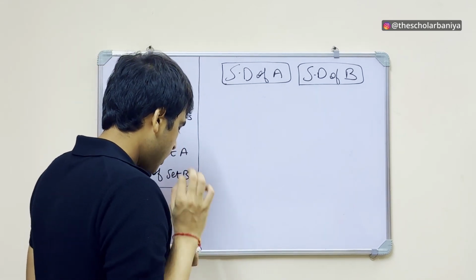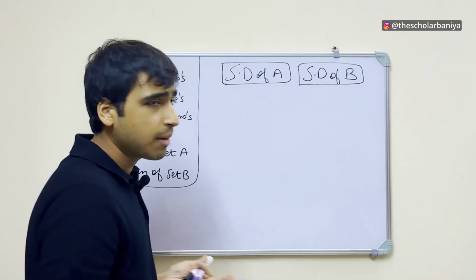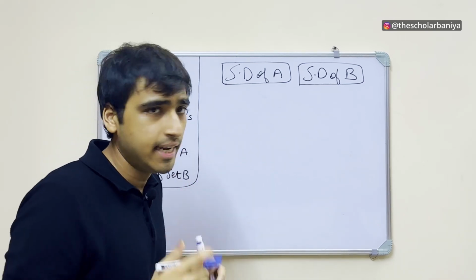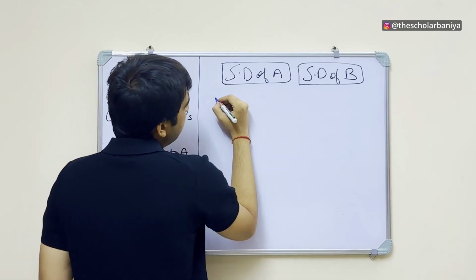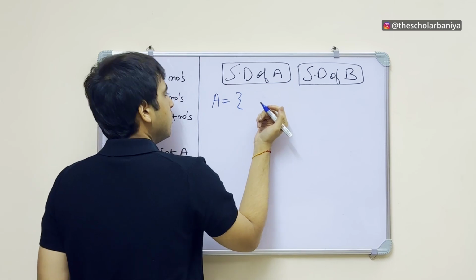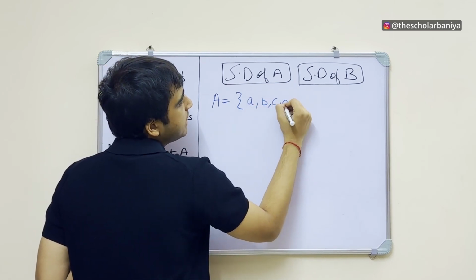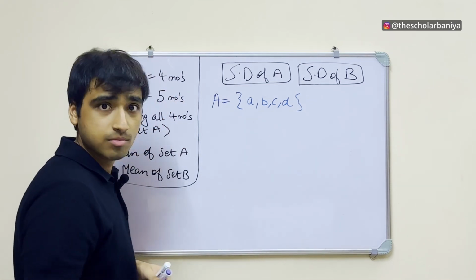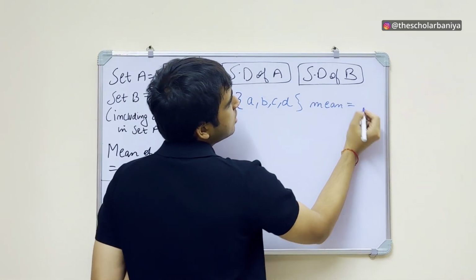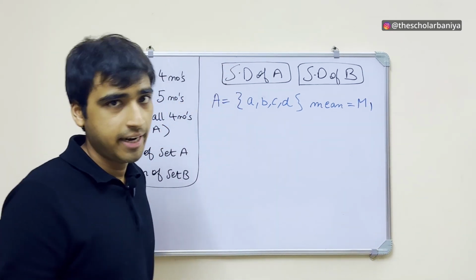Now, this question can be solved pretty quickly, but just to explain, let's go into a little detail, right? So, for example, let's say the set A contains the numbers a, b, c, d, right? And the mean of set A is, let's suppose, M1. The mean of set A is M1, right?